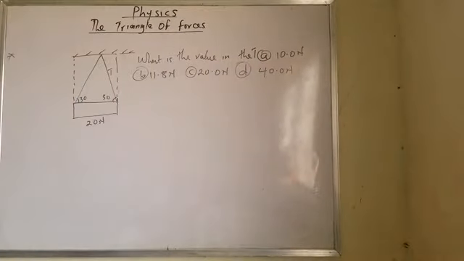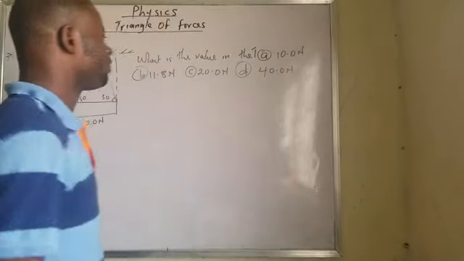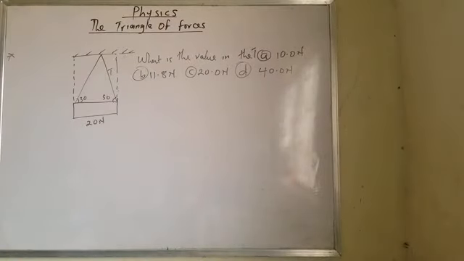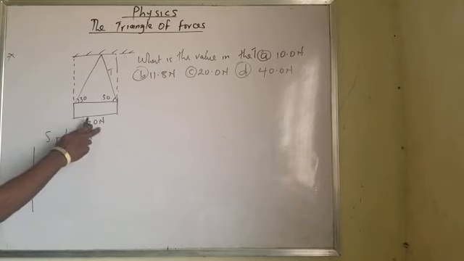A 10 Newton, B 11.8 Newton, C 20.0 Newton, and D 40.0 Newton. These are very simple questions. The first thing we need to do is resolve it. Very, very important. If I were you, I will try as much as possible to resolve. Now, I have the tension this way, and the weight is 20 Newton.